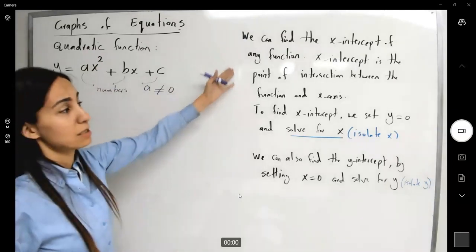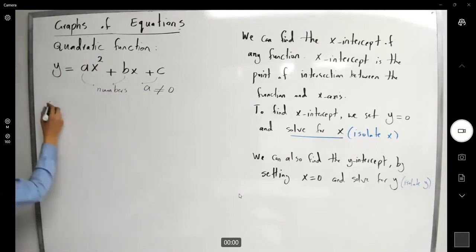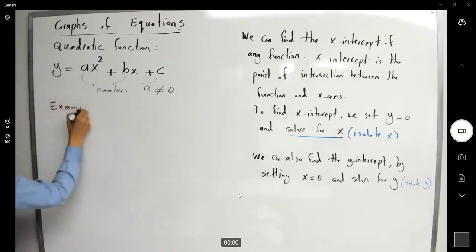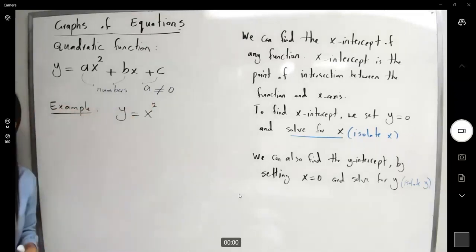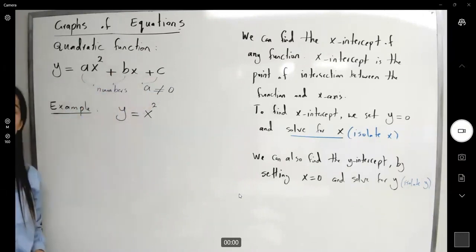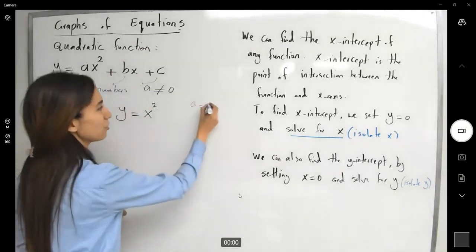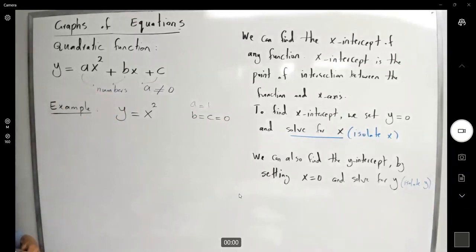We can find x-intercept and y-intercept of any function, especially a quadratic function. Let us take a look at the following example. In this example, we have y equals x to the second power. Note that a, the leading coefficient, is 1, and b and c are both 0. Let us find the x-intercept of this function.